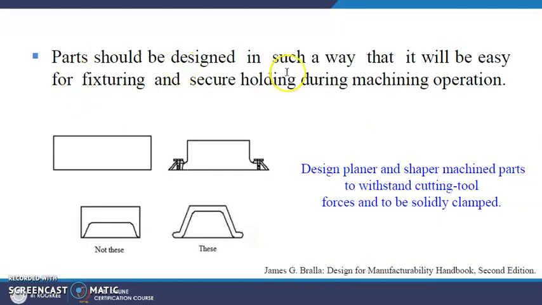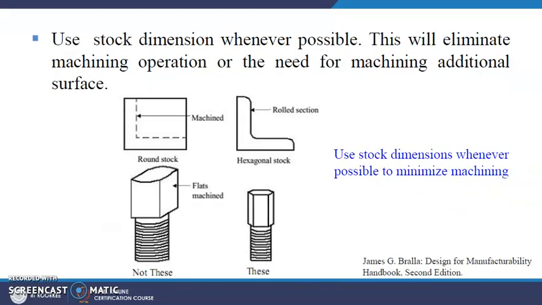Parts should be designed in such a way that it is easy for fixturing and secure holding during the machining operation. This should not be like this; it should be like this. Design planer and shaper machine parts to withstand cutting tool forces by being solidly clamped, so that there is no loose clamping or holding of the parts, which would affect the quality of your machined parts.